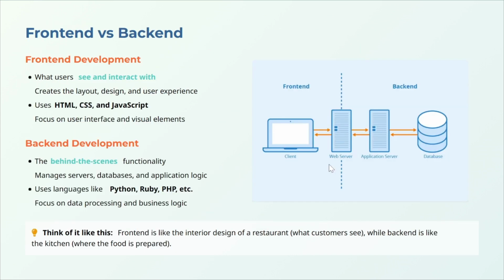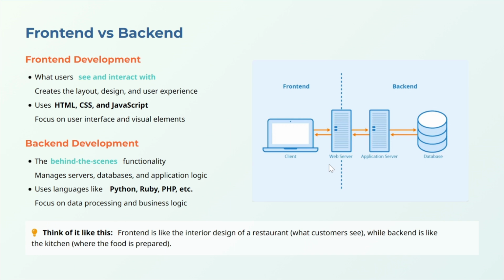When we talk about a website, it is divided into two main components. The first one is the front end, and the second one is the back end. Let me take you through what the front end and the back end are. The front end is what the users see and interact with. It involves the layout, design, and user experience, and it uses HTML, CSS, and JavaScript, which focus on the user interface and visual elements.